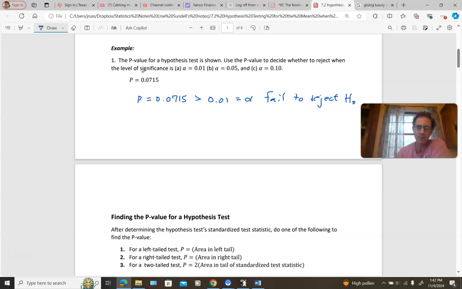All right, now what about part B? Well, here, if alpha is 0.05, then we're still going to fail to reject, because our p-value is still greater than alpha, okay?